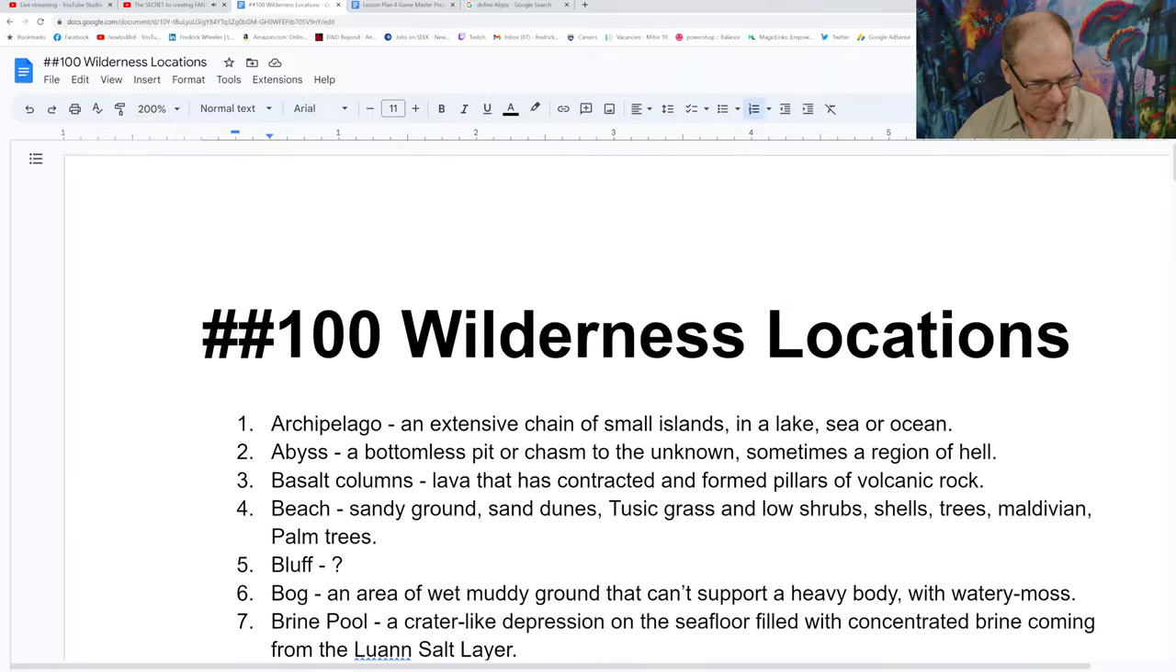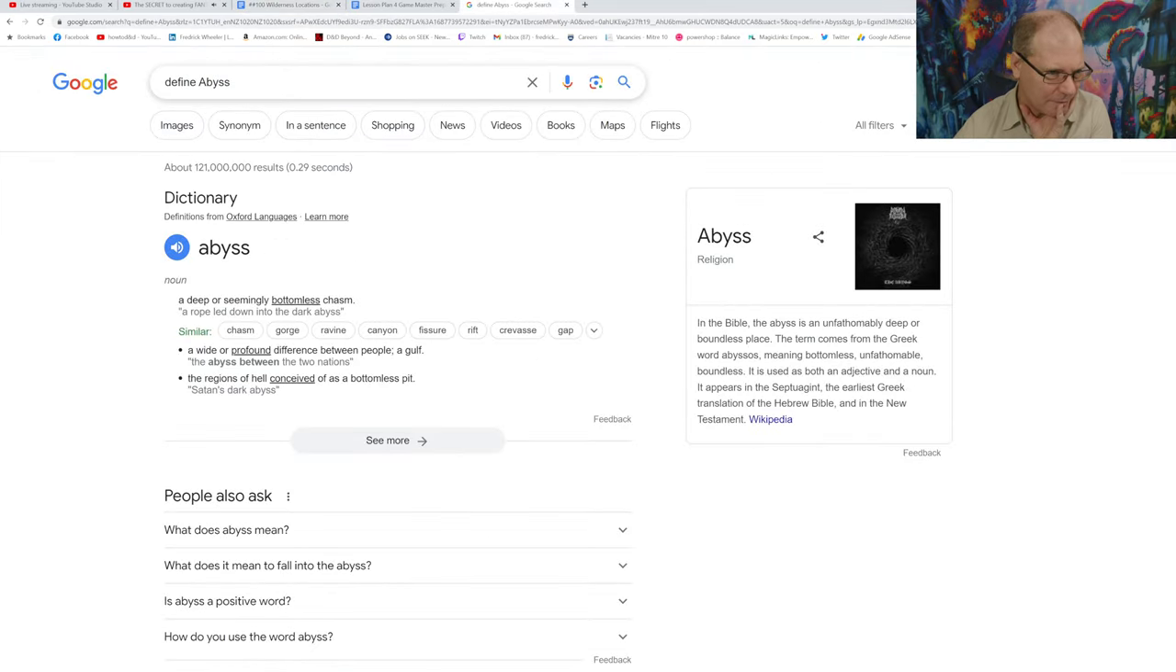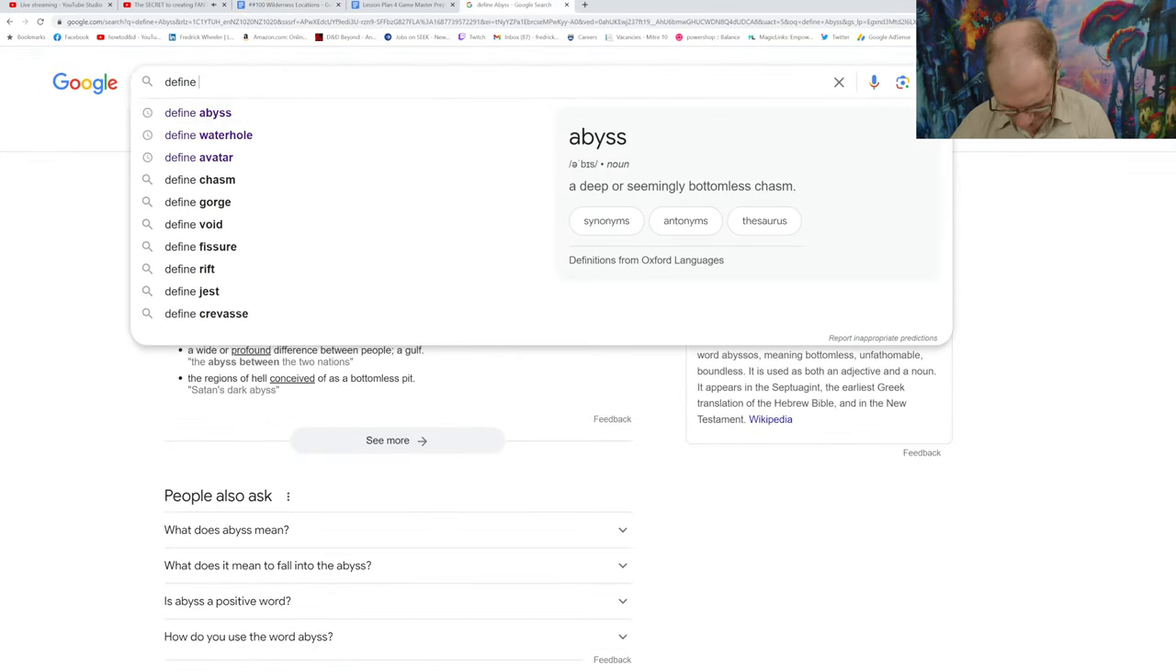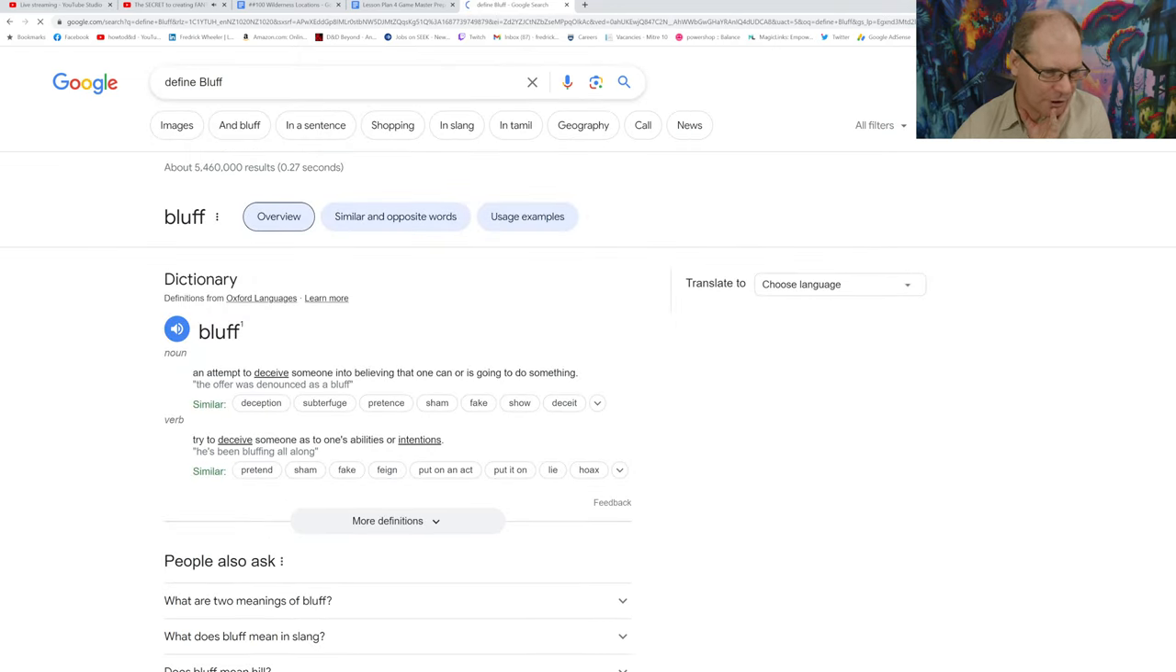So we've tidied up abyss. Bluff. Well, we definitely need to put bluff in there and finish that off. So we'll take bluff and get ourselves a good definition. You might be wondering why I've got these descriptions, because some of you will know what these things are, but not everybody does. So I'm trying to do some of the work for you so you don't have to work out how to describe it, how to put it into words. It's already done for you, okay?